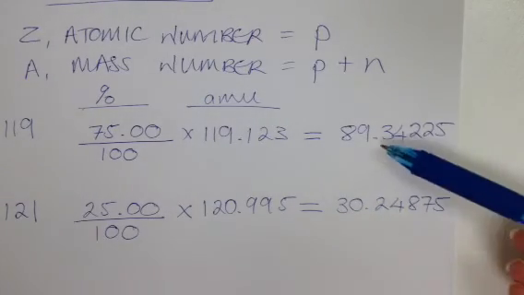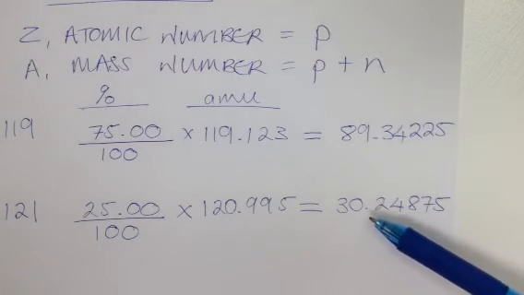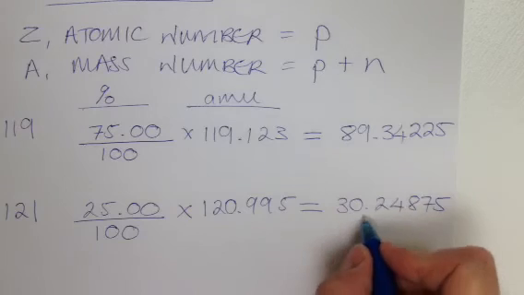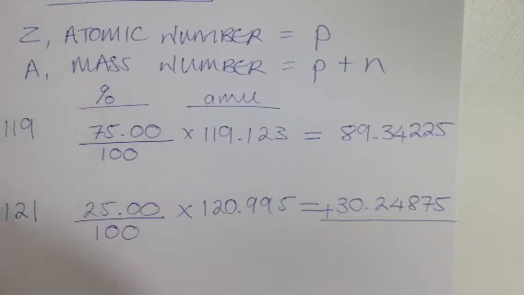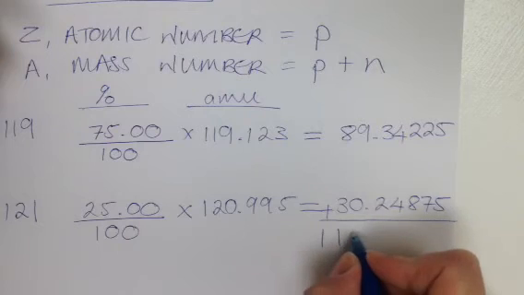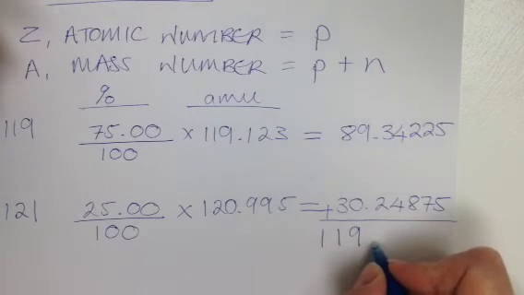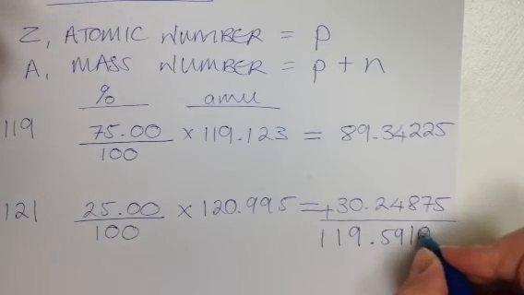So this is the mass contribution from the first isotope, and this is the mass contribution from the second isotope, and so we just add those two masses together. So 30.24875 plus 89.34225, and we get 119.59100.